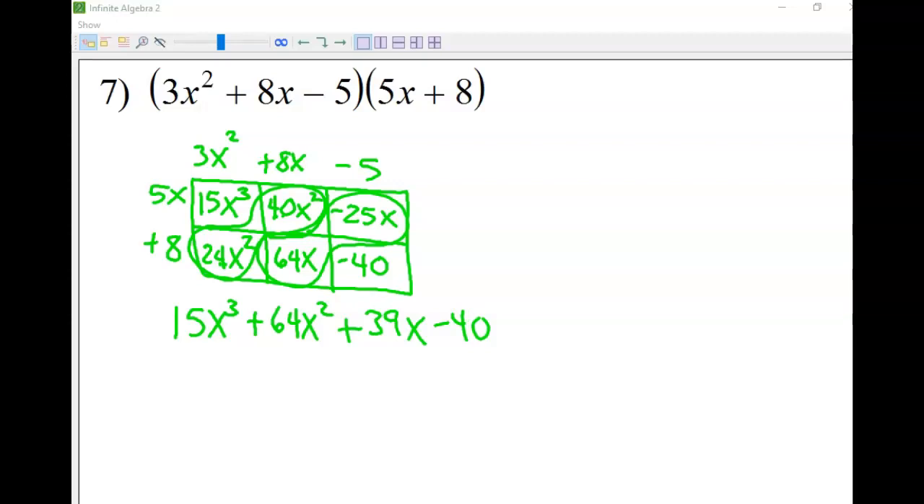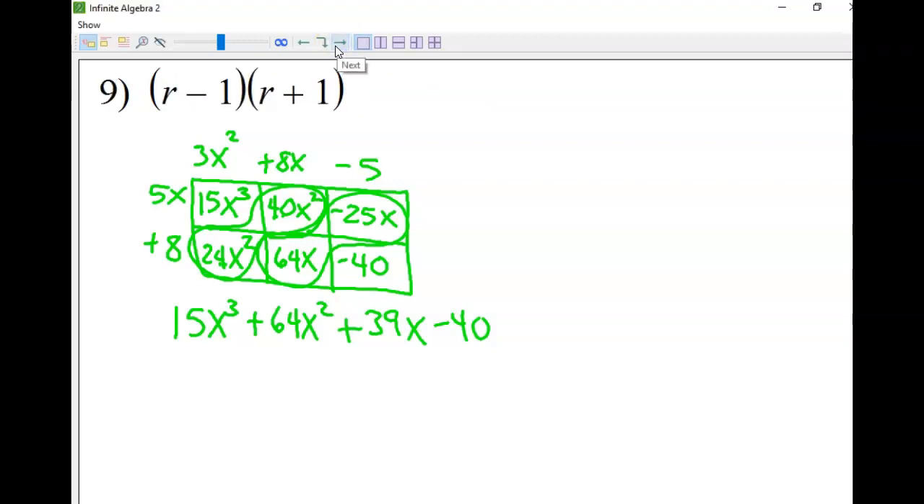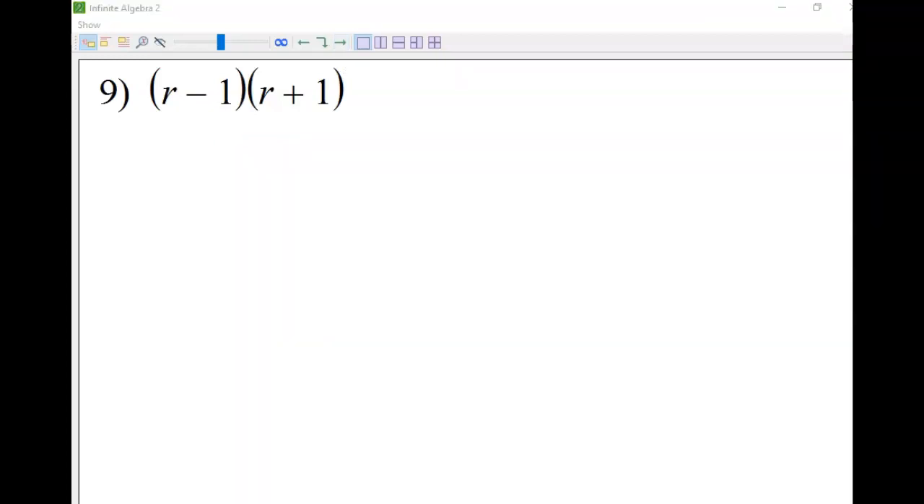All right, next one. It's yours. Okay, now 9 and 11 are special problems. We could do the box. They'll work. But I would like you guys to be familiar with the shortcuts. The shortcut on that is you just square one side. How this one works is this is a special problem. I'll call it a special product, which means that you can use a shortcut.